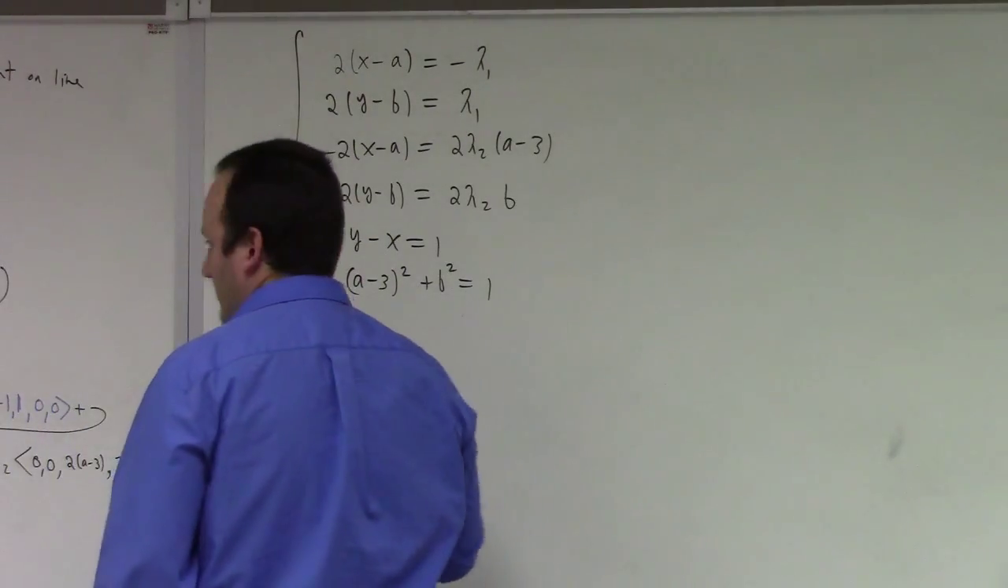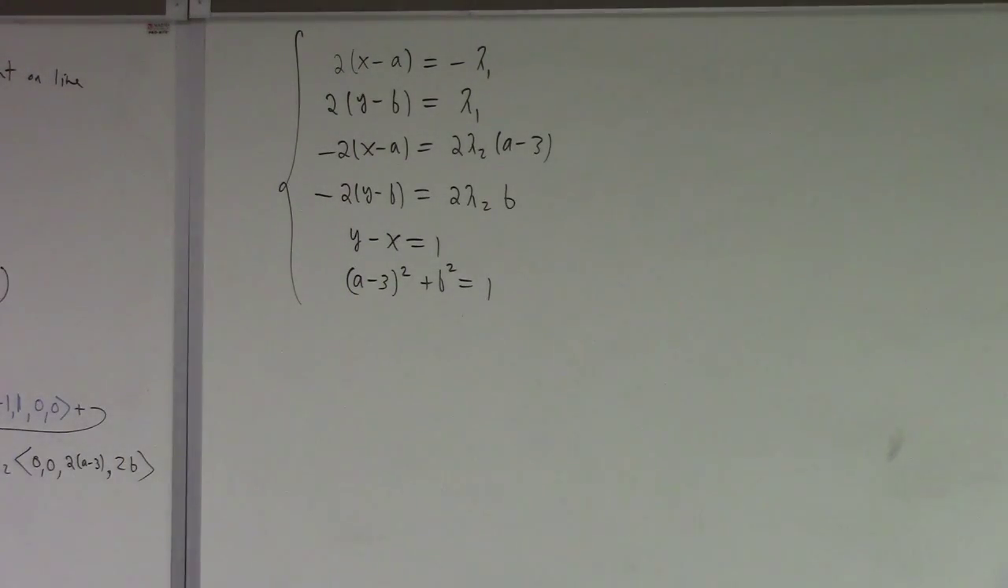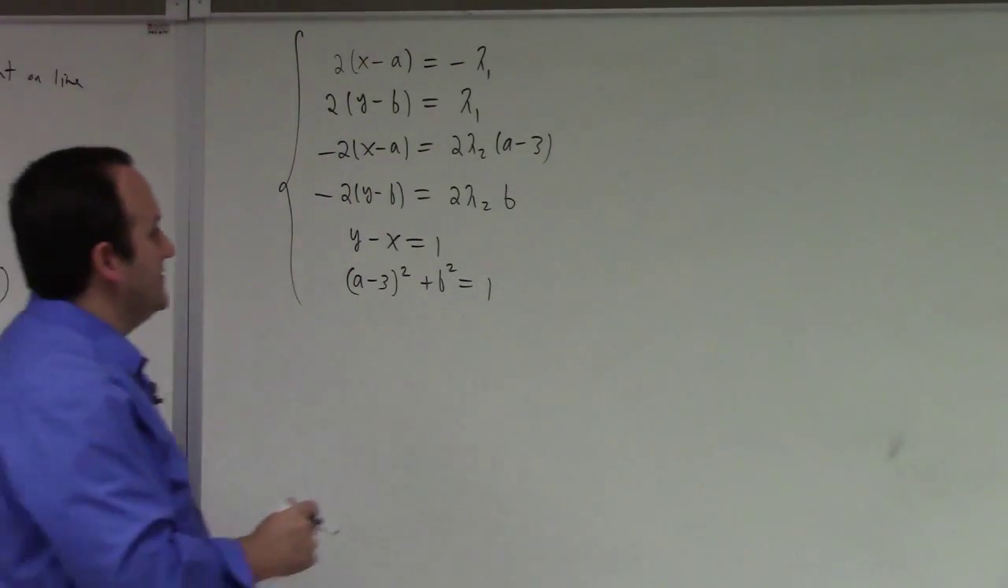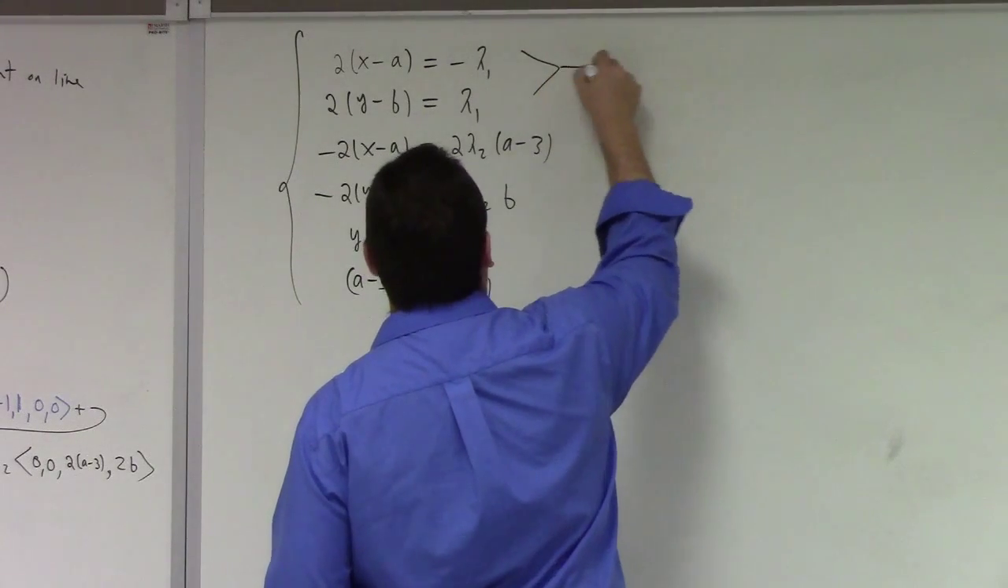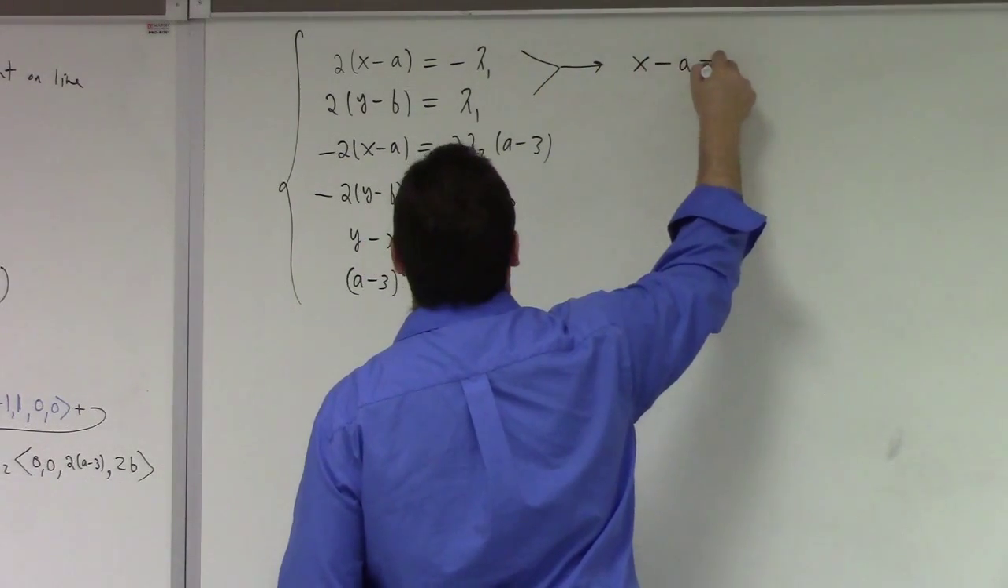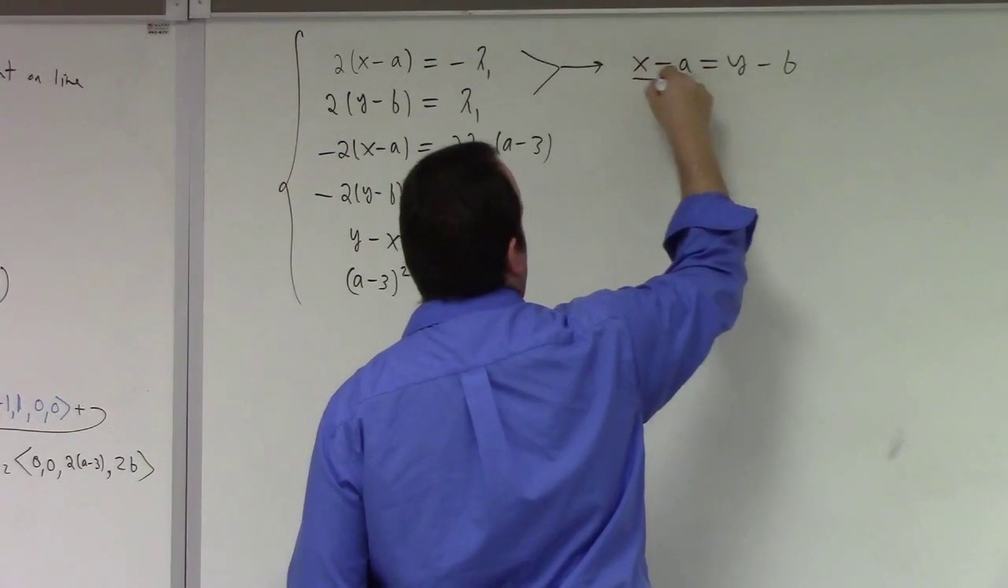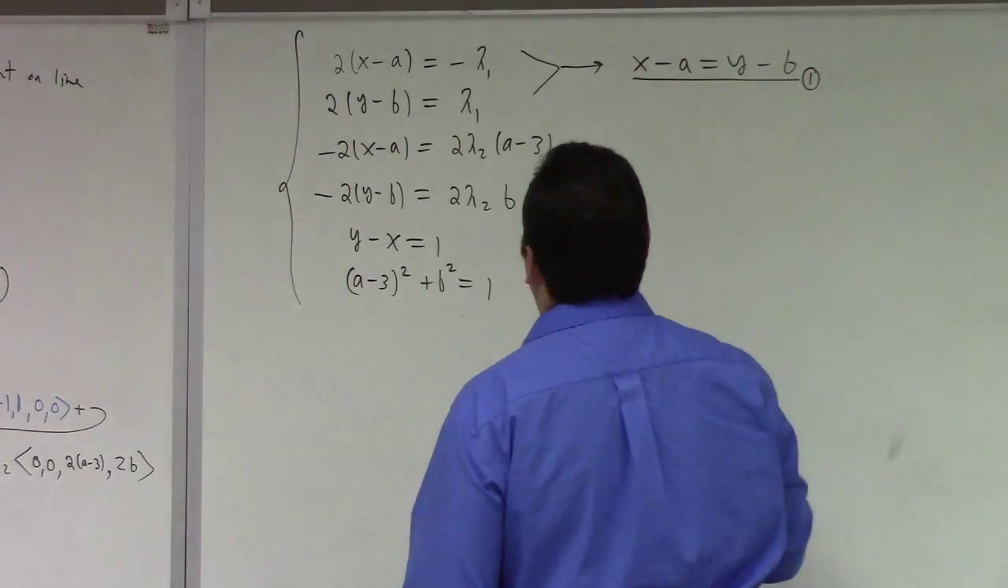All right, there you go. Six equations, 6 unknowns, nonlinear. Can we solve them? So the Lagrange multipliers, they're the star, but yet we don't care about them, so eliminate them. I mean, get rid of the Lagrange multipliers if you can. So I take these two, and that gives me that x minus a is equal to y minus b, which seems kind of handy. Call that equation 1.